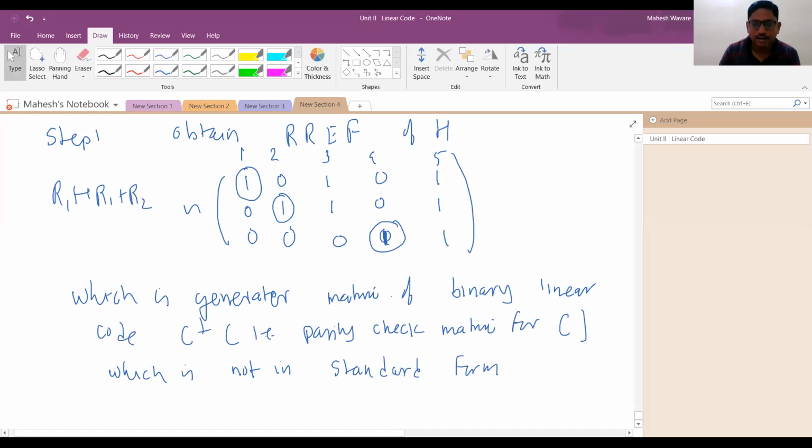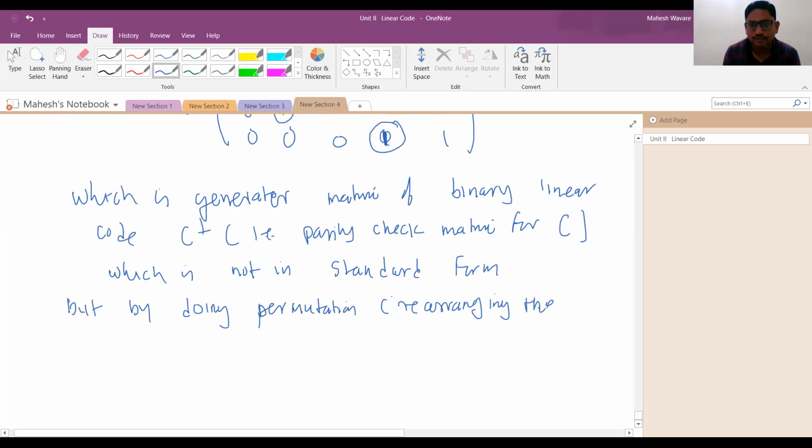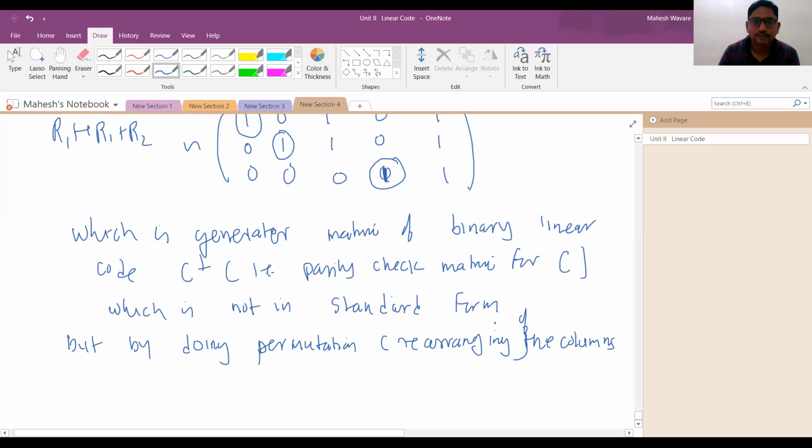So obtain H into standard form. How can one arrange this? By doing permutation or rearranging the columns, permutation of the columns, rearrangement of the columns.